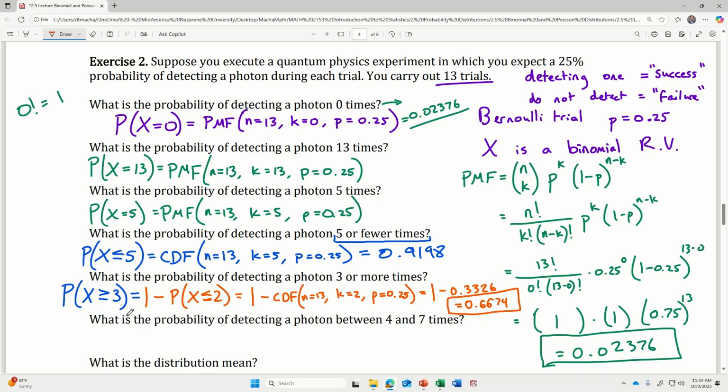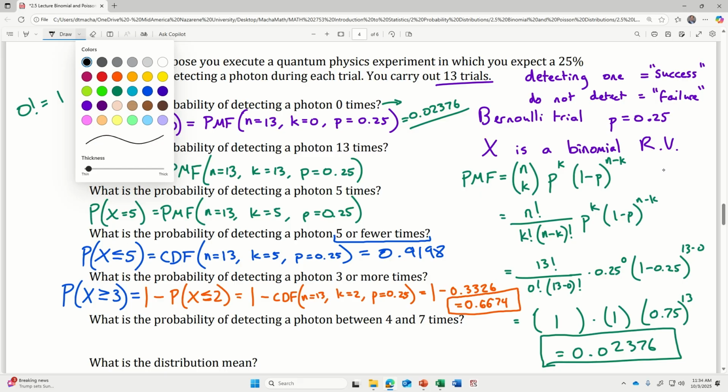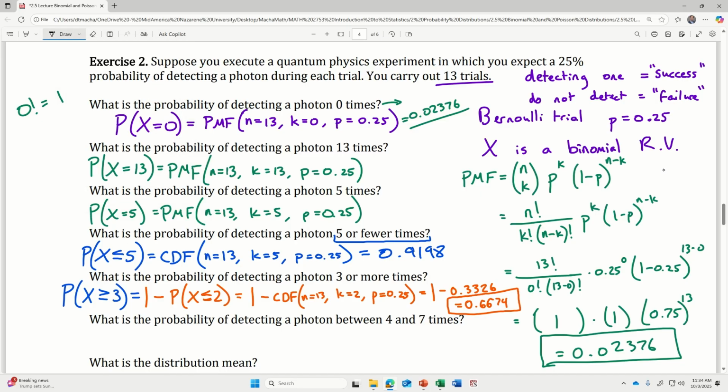The next question says, what is the probability of detecting a photon between 4 and 7 times? And I should be a little bit more careful about how I say this, because if I say between 4 and 7, it's not super clear whether I mean to include the 4 and include the 7, or not include the 4 and not include the 7. So I'll make sure on your test that it says it really clearly whether or not I want to include the 4 and the 7. But let's say this is inclusive. We're including the 4 and 7. And we'll work the problem this way.